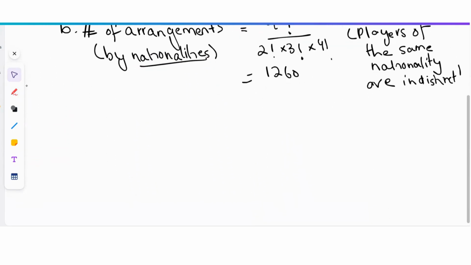So we have 3 Europeans, and we do not want any of the Europeans to stand next to each other. So there are 3 Europeans. So total there are 9 players. So excluding the 3 Europeans, how many players do we have? 6. 1, 2, 3, 4, 5, 6.